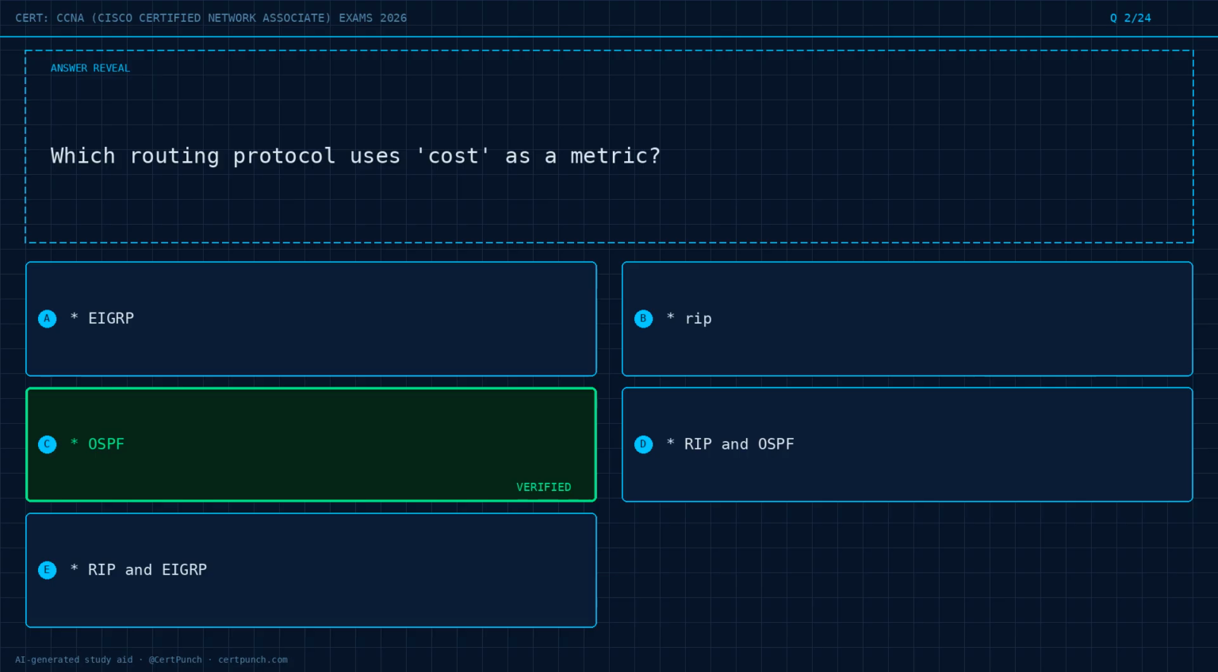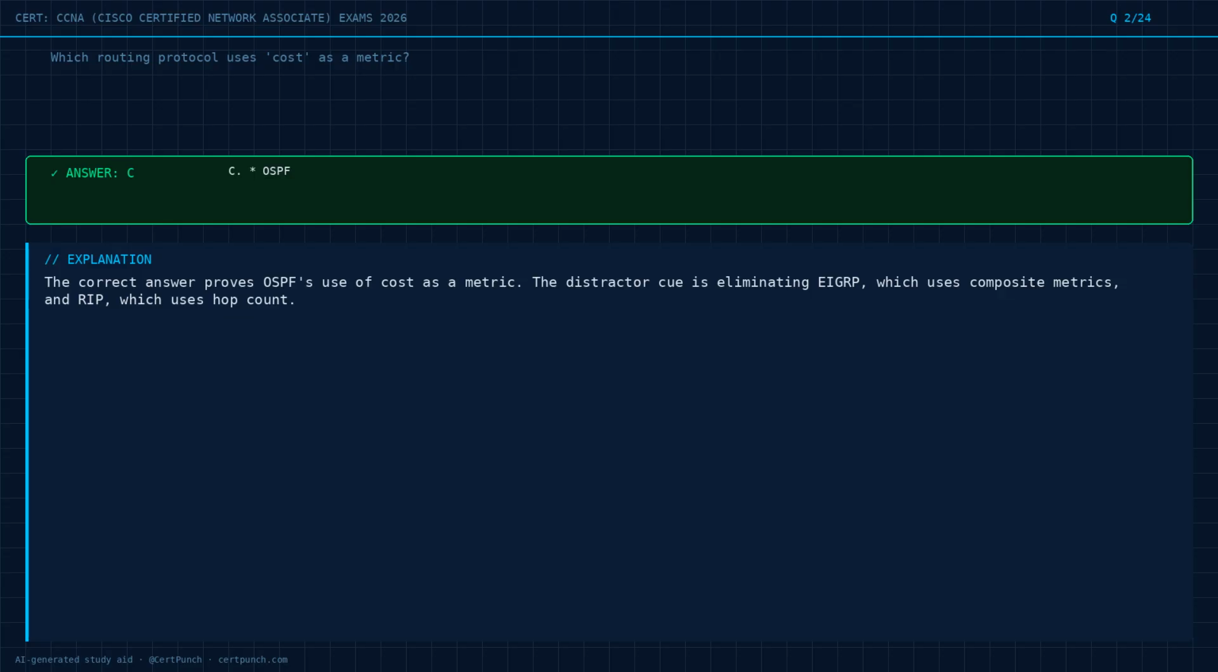The answer is option C. Why it works. The correct answer proves OSPF's use of cost as a metric. The distractor queue is eliminating EIGRP, which uses composite metrics, and RIP, which uses hop count.